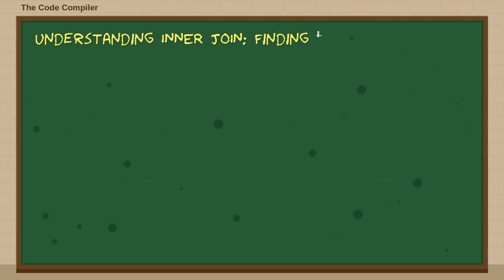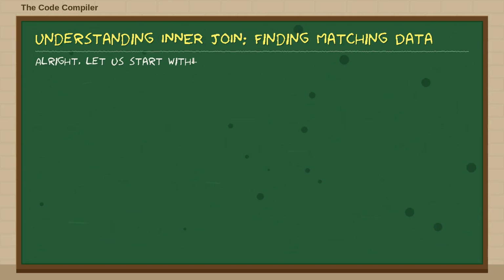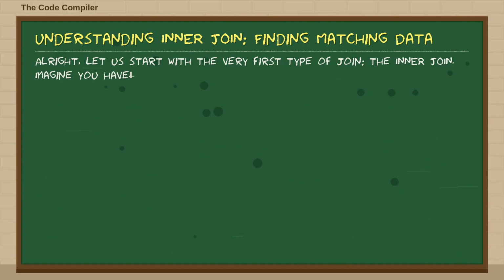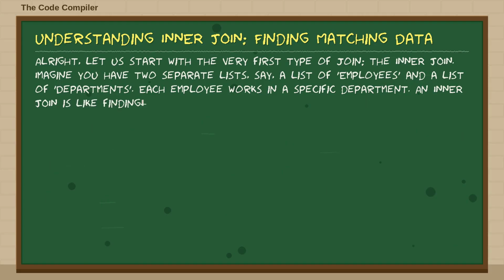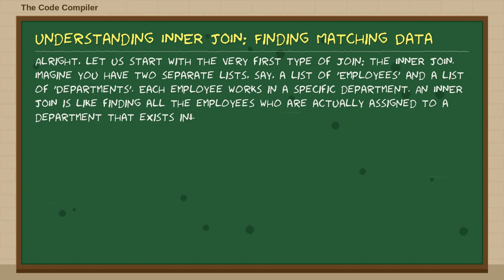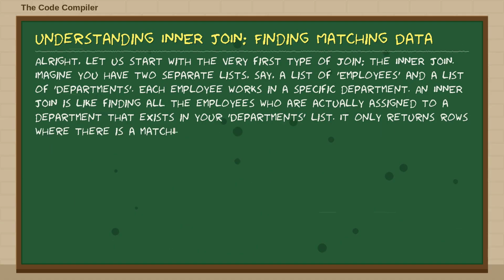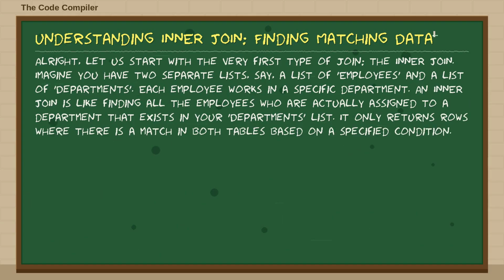Alright, let us start with the very first type of join, the inner join. Imagine you have two separate lists, say, a list of employees and a list of departments. Each employee works in a specific department. An inner join is like finding all the employees who are actually assigned to a department that exists in your department's list. It only returns rows where there is a match in both tables based on a specified condition. Think of it as the intersection of two sets in mathematics.